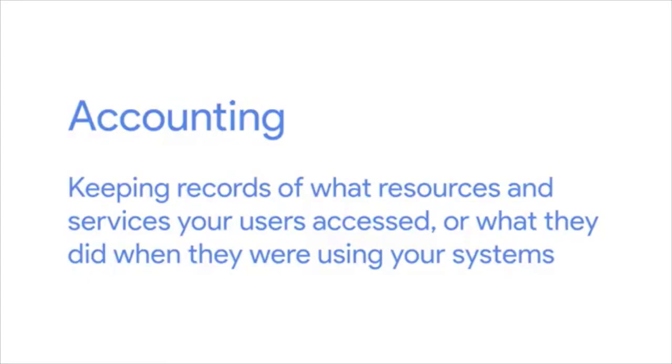Last but not least, the final A of the triple A's of security is accounting. This means keeping records of what resources and services your users access or what they did when they were using your systems. A critical component of this is auditing, which involves reviewing these records to ensure that nothing is out of the ordinary. If we're watching and recording usage of our systems, but never actually checking the usage data, that's not super useful. So, what exactly do accounting systems keep track of?